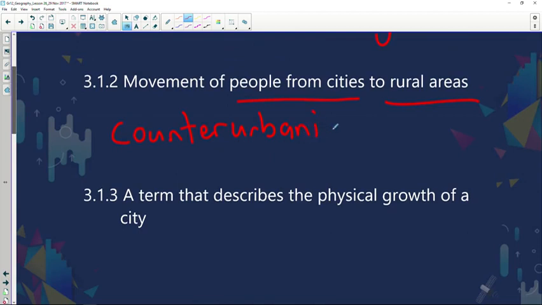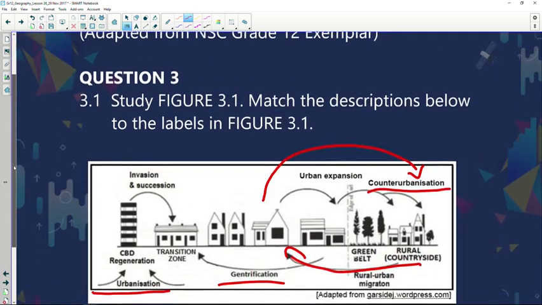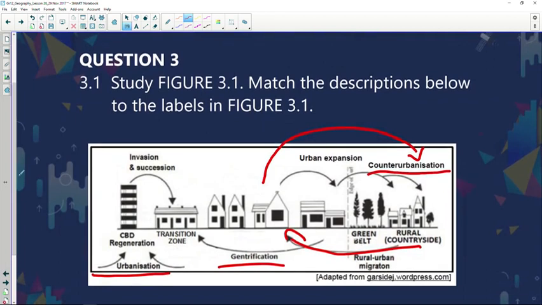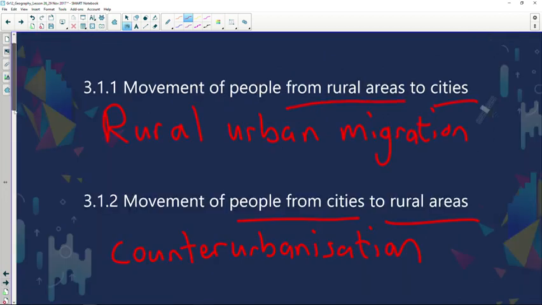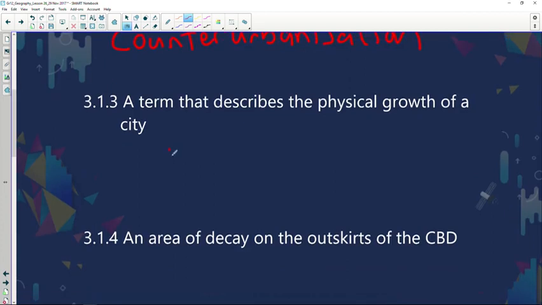Urbanization. Okay. A term that describes the physical growth of a city. Let's quickly go back to our diagram. As you can see, it means that these areas are getting bigger. So this is your urban area situated over there, from there to there. And as you can see, when it moves into rural areas, it's urban expansion. So it's the physical growth of the city, the urban area itself.